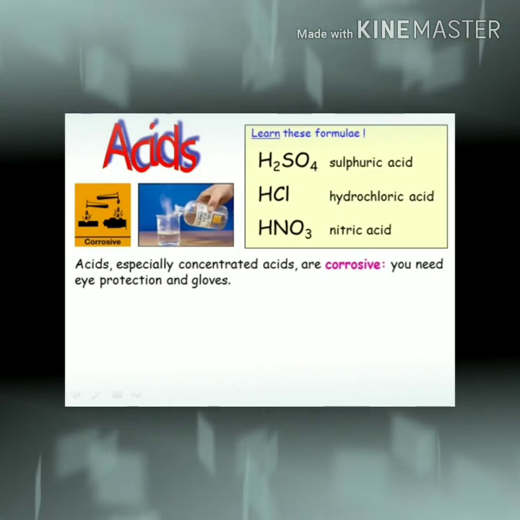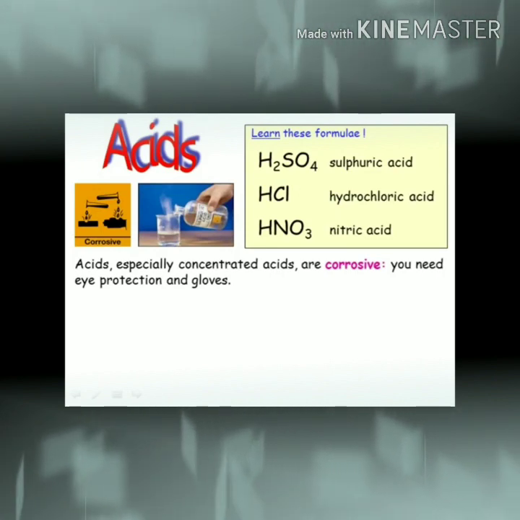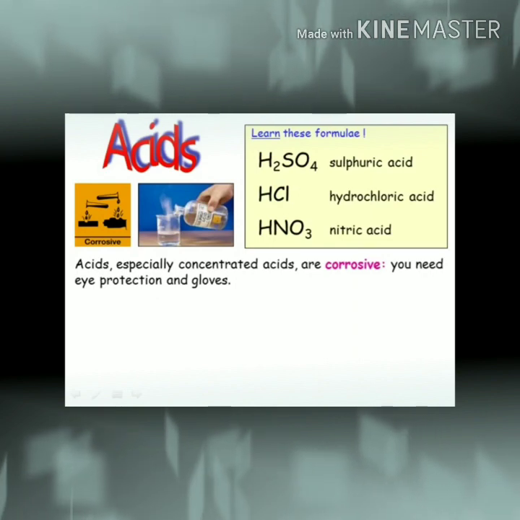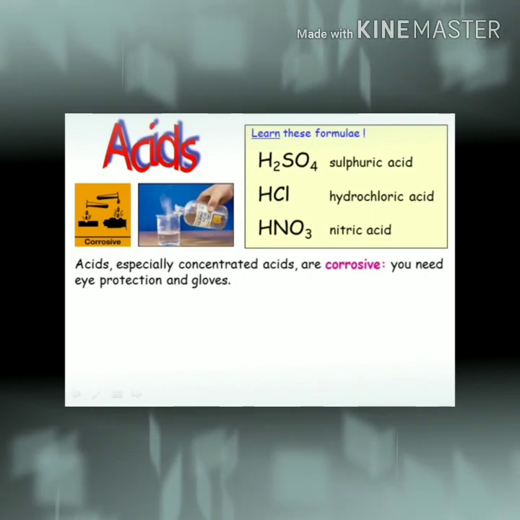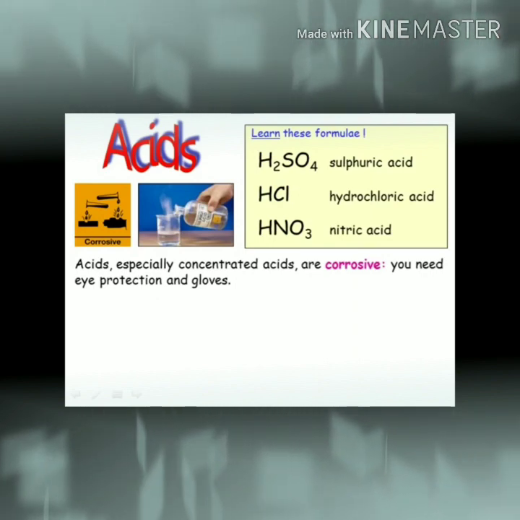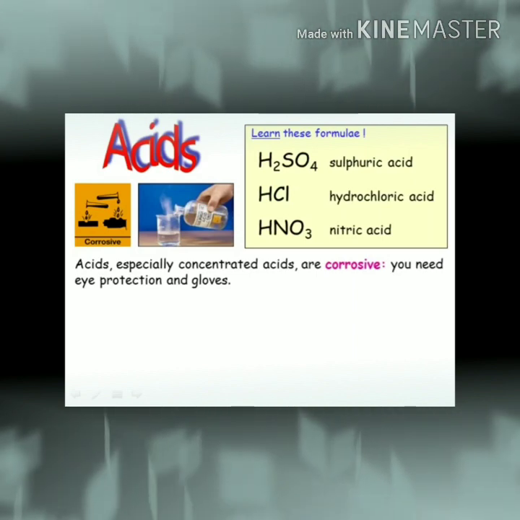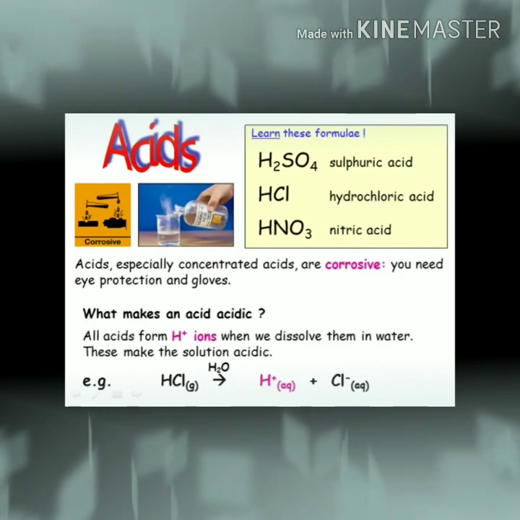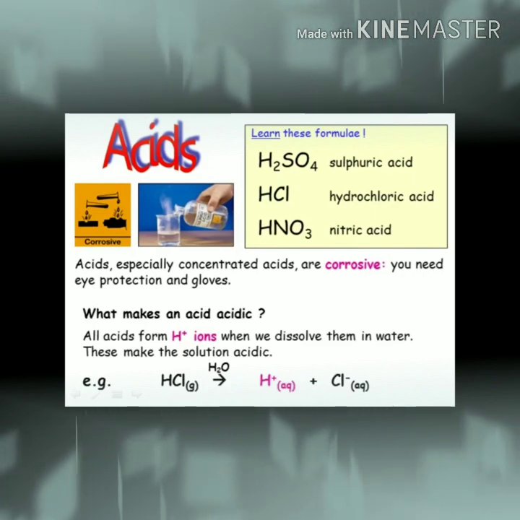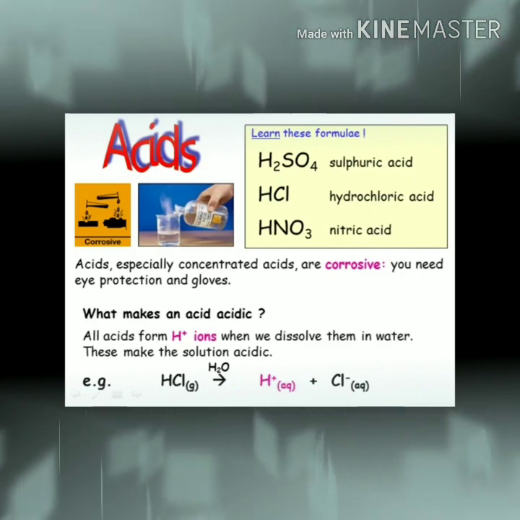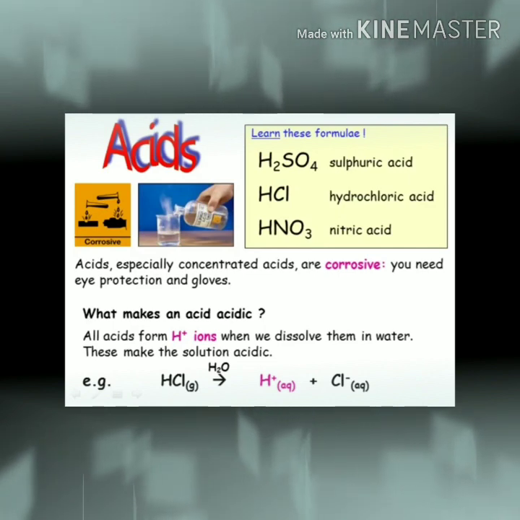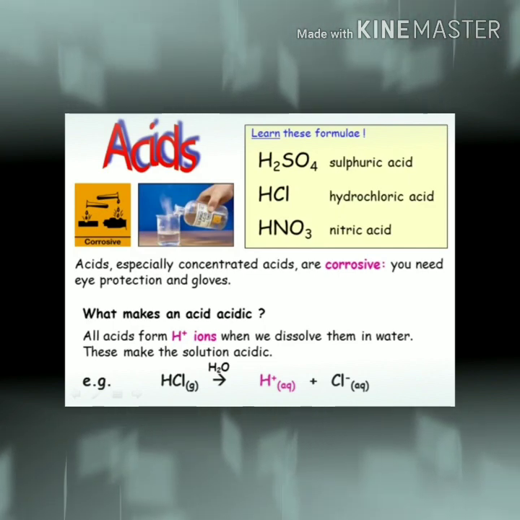Here are the most common acids: sulfuric acid, hydrochloric acid and nitric acid as well. Concentrated acids especially are really corrosive. We need eye protection and gloves as well. In short, I would say an acid is a substance which gives hydrogen ions in aqueous solutions. Here are examples where you could find common acids.